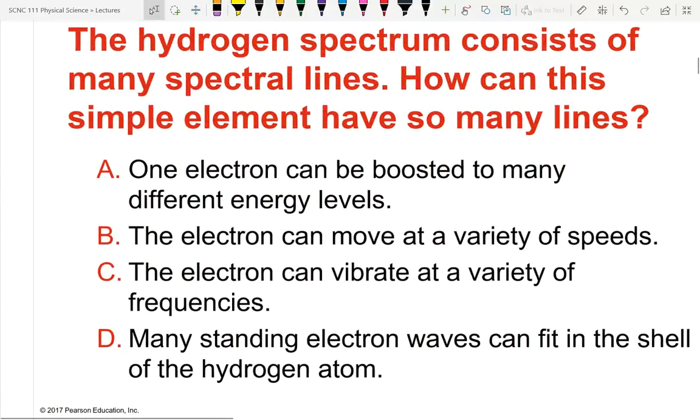Okay, first of our clicker questions: the hydrogen spectrum. You can answer now. I think I might have found a way to get around the problems we've been having. We will see. The hydrogen spectrum consists of many spectral lines. How can this simple element, hydrogen, with one proton in the nucleus and one electron orbiting it, have so many lines?